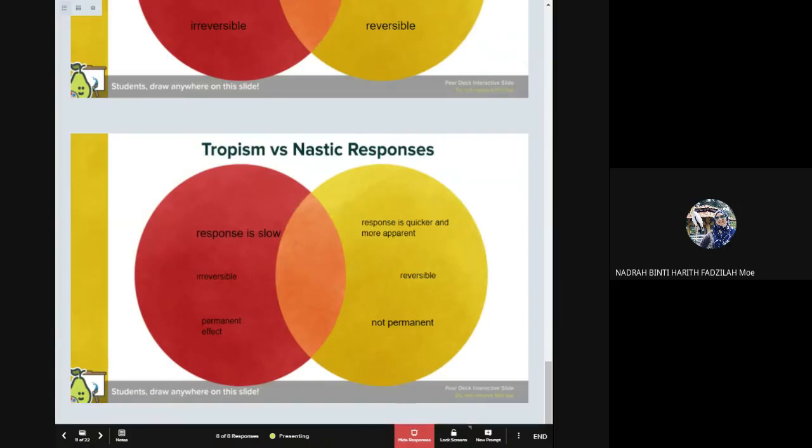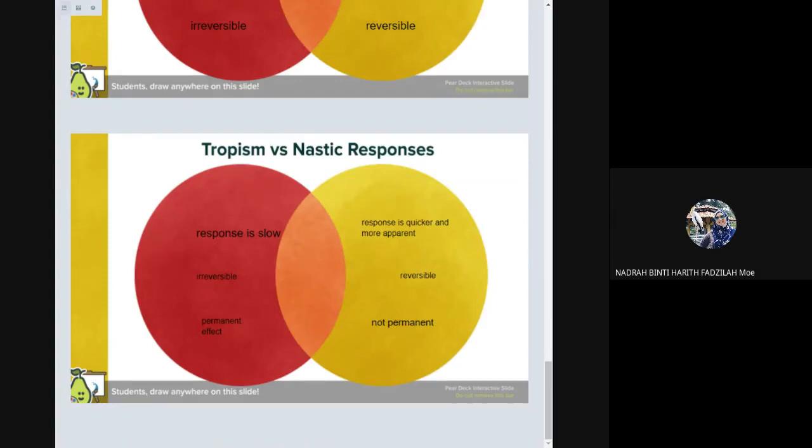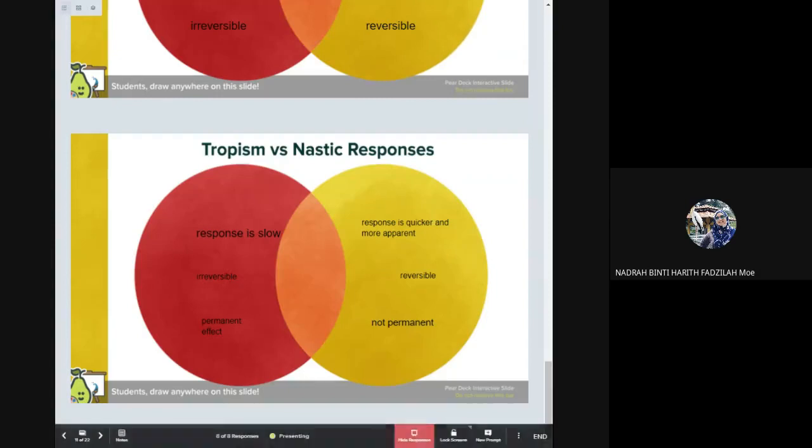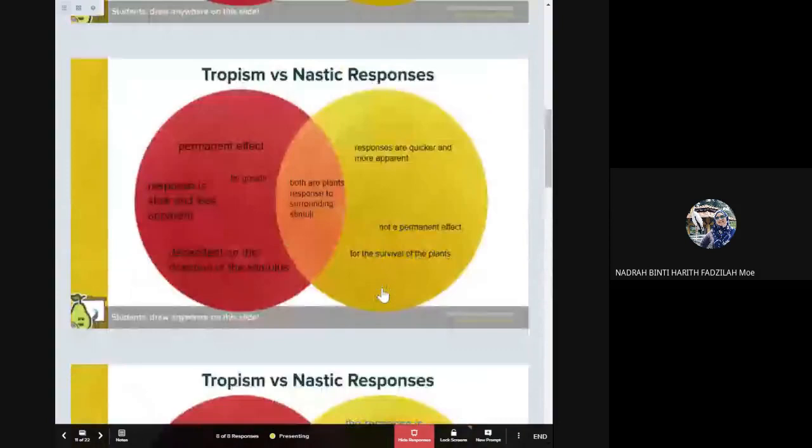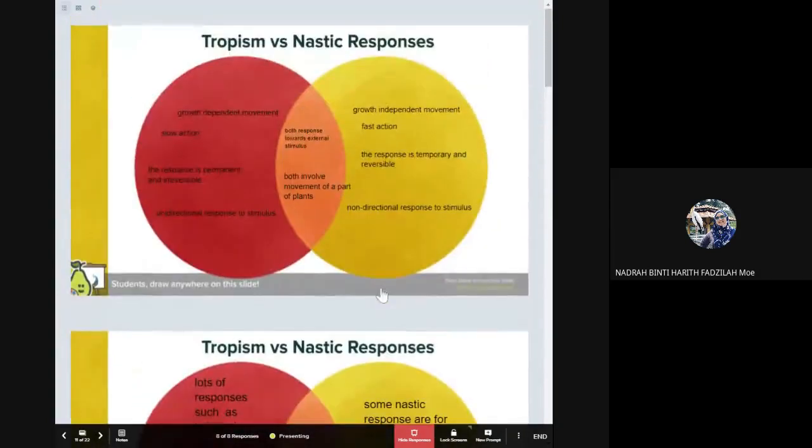Okay, and then the final one from Aina. Aina pun, okay Aina, kedua-dua irreversible dengan permanence tu kita kira sebagai difference yang dalam kategori yang sama lah. Okay, kedua-duanya pun ada lebih kurang sama. Okay, and then Aina kata dalam tropic responses, response is slow, whereas nastic responses quicker and more apparent. Betul, saya bersetuju. Tinggal nak tambah similarity saja kan.